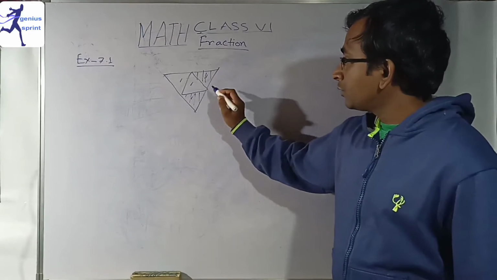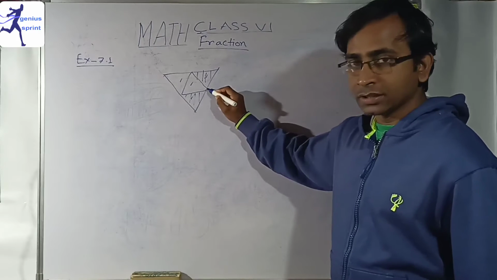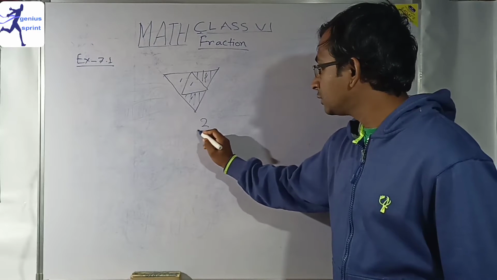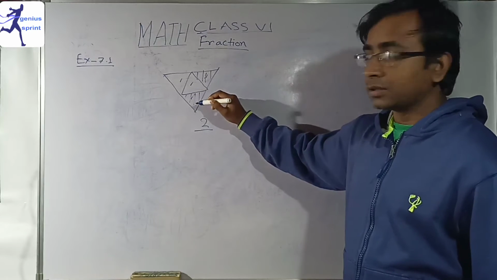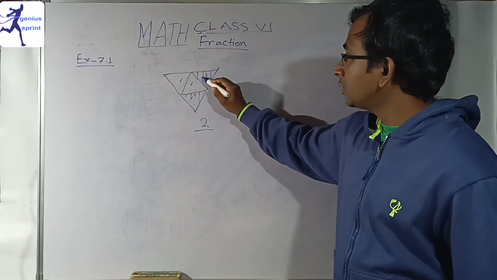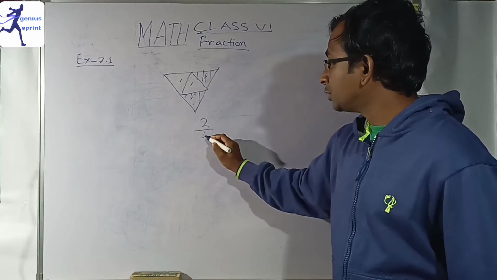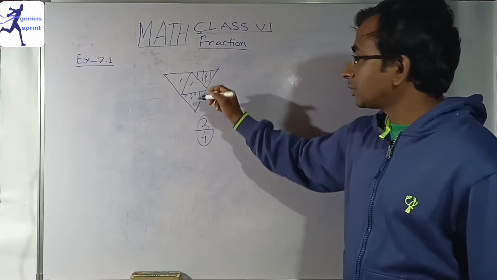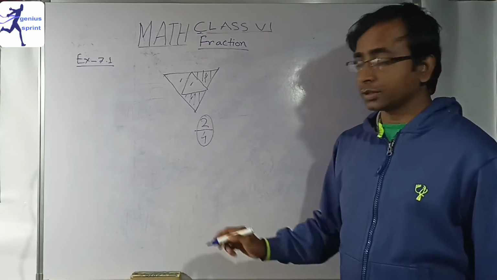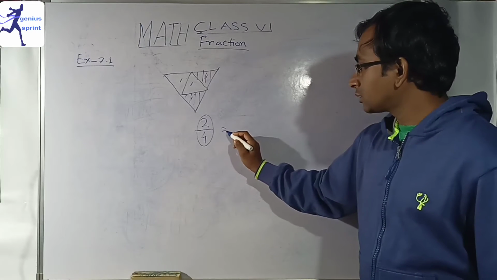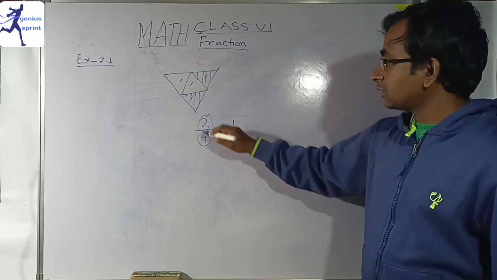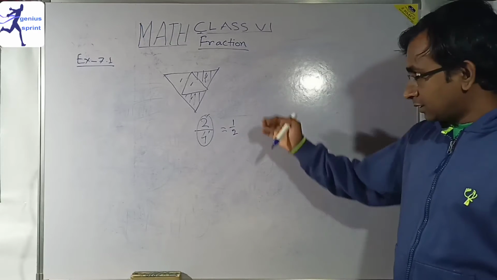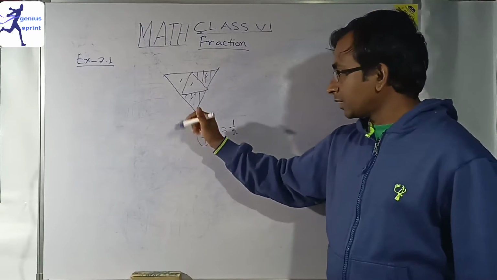Here we can see that 2 portions are shaded, so 2 should be the numerator. The total number of equal parts is 4, 1 2 3 and 4, so 4 should be the denominator. So the fraction of that particular figure will be 2 upon 4. You can make it short also, 1 upon 2, after cutting this 2, but it is not necessary for that figure.